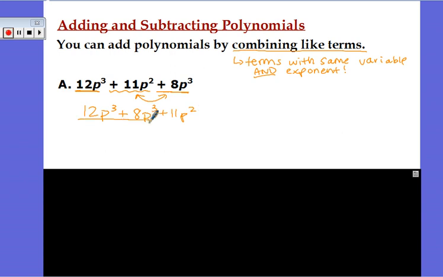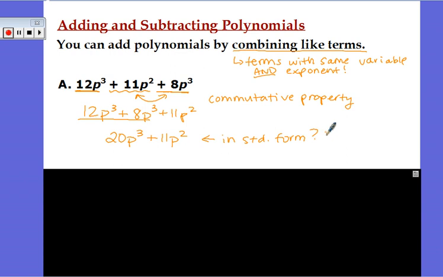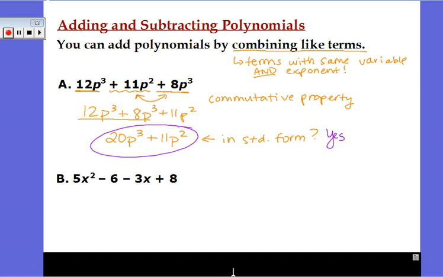Then what I can do is add my like terms now. I'm going to combine these together, and I get 20p cubed plus 11p squared. The last thing I do is I check to see if this is in standard form. Here we used the commutative property. So is it in standard form? If the answer is yes, which it is here, we get to then say that that is the simplified polynomial. Okay, let's look at the next example.